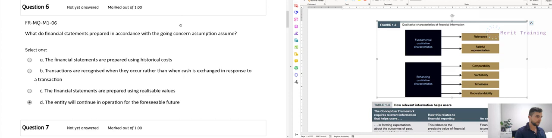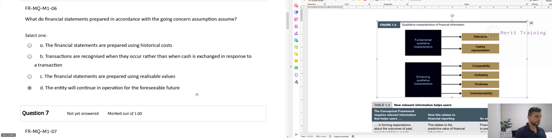They'll say this company doesn't have a going concern, and that'll result in a bad or a negative or a qualified audit opinion. So basically what this means is D, the entity will continue in operation for the foreseeable future. If it's a going concern, it's going to continue going basically in the future. So the answer is D.